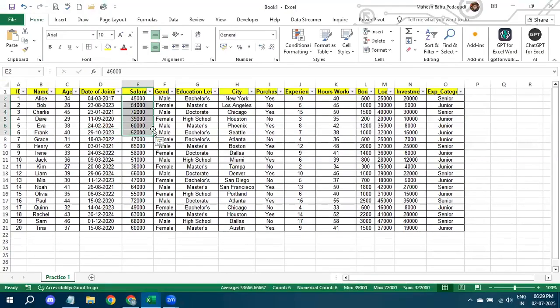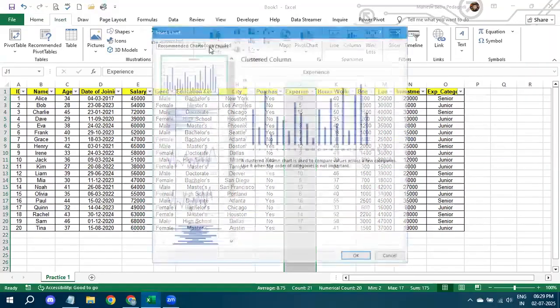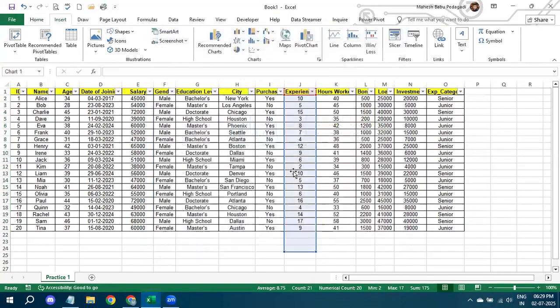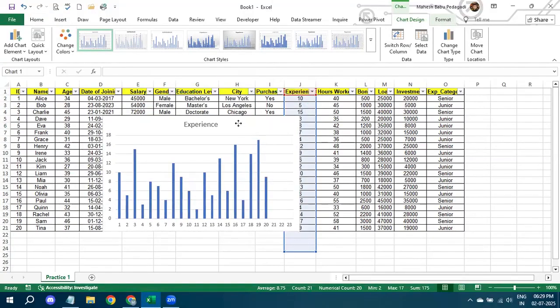In this particular column, I'm checking how many times the 10 is occurring. I will select the column, go to insert, click on recommended charts and click on all charts. Were you able to see all the types of charts? Column charts will give us how many times the value is repeating.